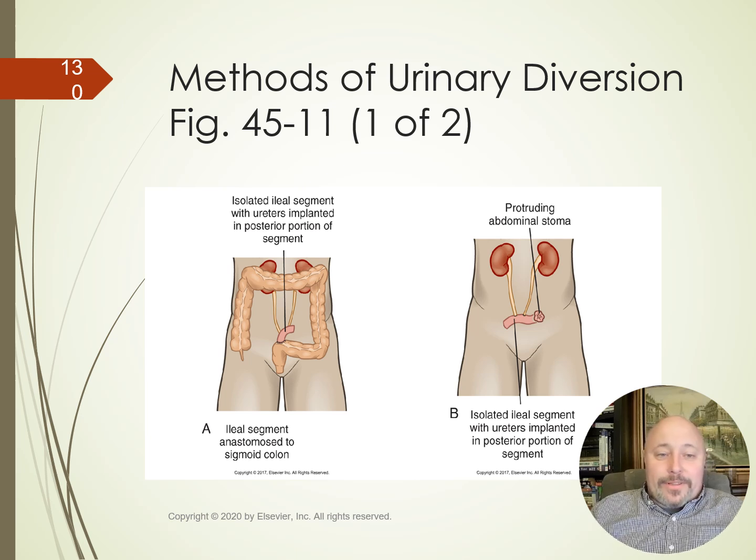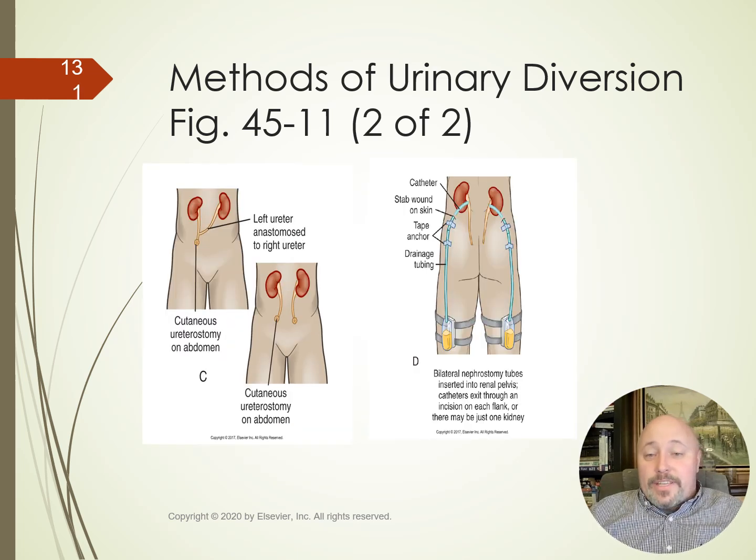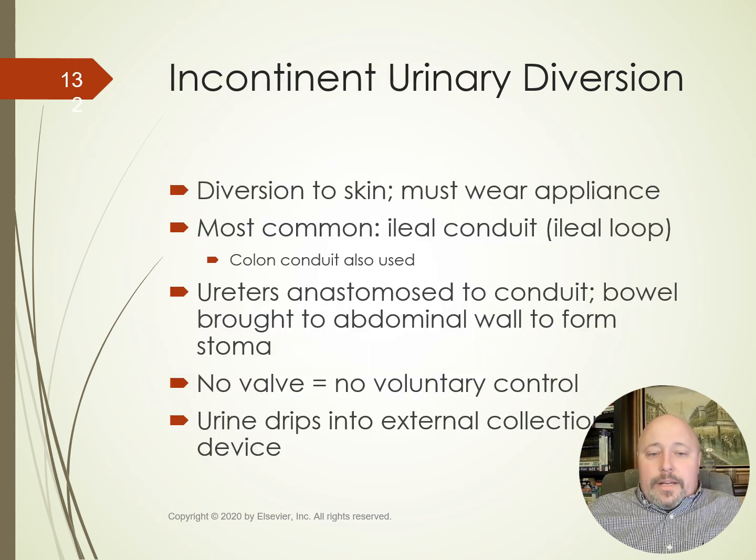In figure A on the left, we have a uretero-ileosigmoidostomy. Say that 5 times fast. Or in figure B on the right, we've got an ileal loop, or sometimes called an ileal conduit. Then here in figure C on the left, we have a ureterostomy, where in figure D on the right, we have a nephrostomy.